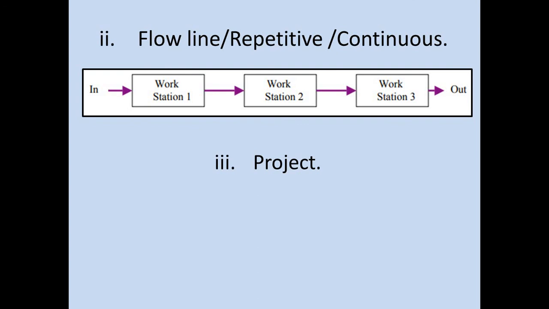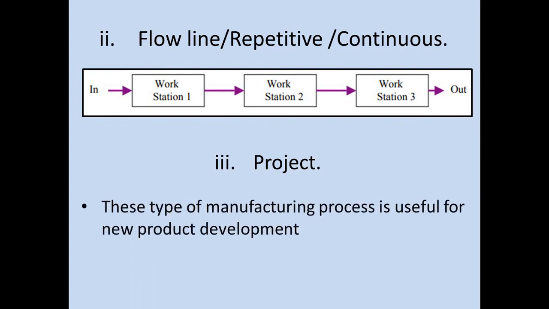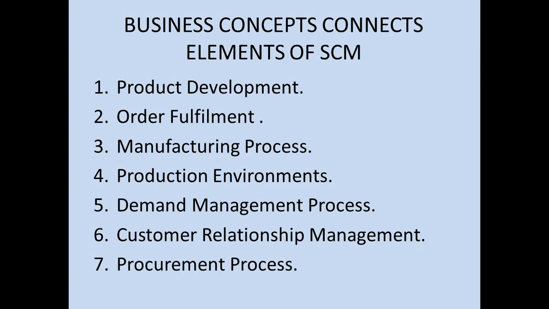Next comes the project. A project is mainly applicable for new product development. When a particular product is under first-time generation or is newly developing, this type of project manufacturing process is required. Particular tools have to be prepared for preparing it.